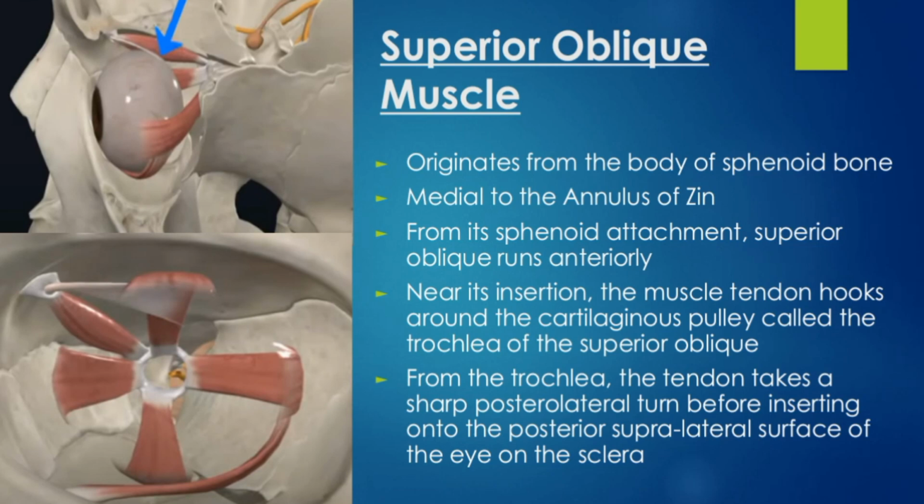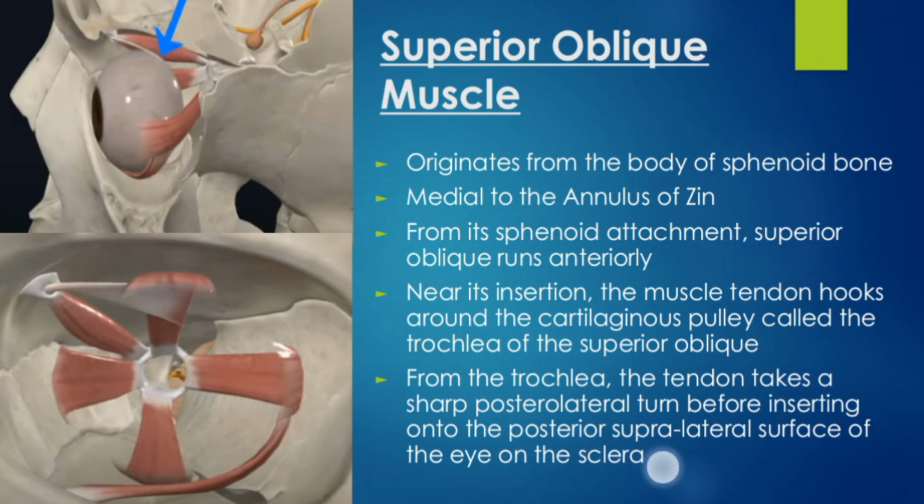on the sclera. So this muscle originates from the medial side of the annulus of Zinn, from the body of the sphenoid bone, and then this muscle moves anteriorly, or towards the eye, and then there comes a pulley, the cartilaginous pulley, the pulley that is made up of cartilage, which is known as the trochlea. From this it takes a turn and goes to the back side. Over here you can see it move to the back side, and then it gets its insertion onto the posterior side of the eyeball, right?